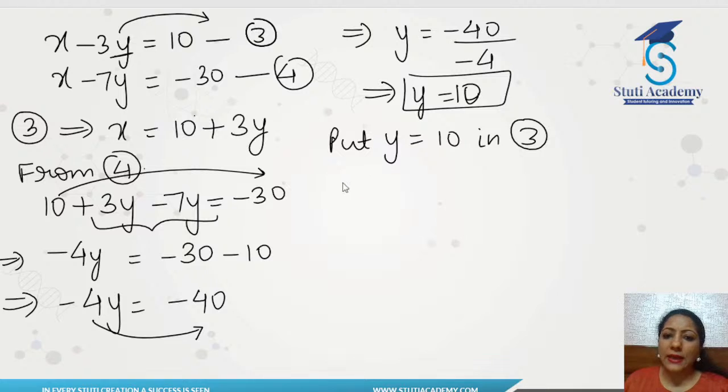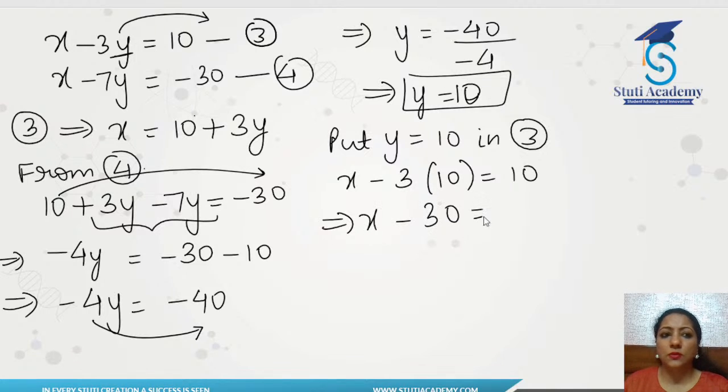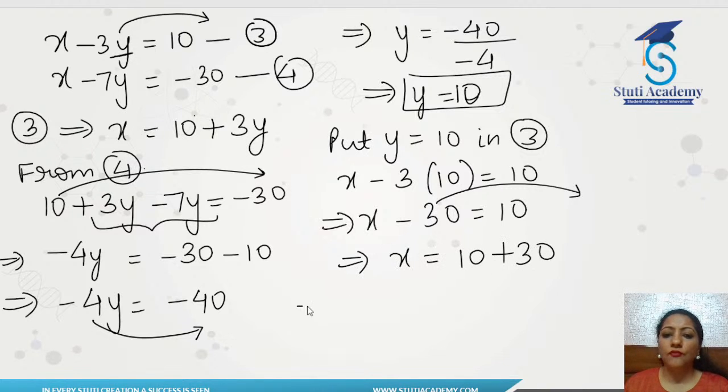So once I put it here, I'll get x minus 3 times 10 is equal to 10. That is x minus 30 is equal to 10. This 30 I'm going to take on the other side. I'll get x is equal to 10 plus 30. Finally, we have x as 40.